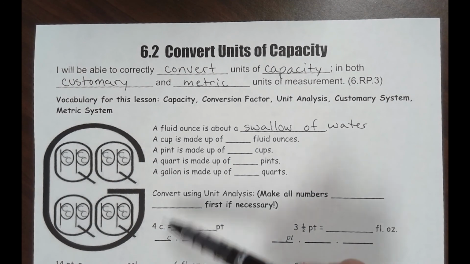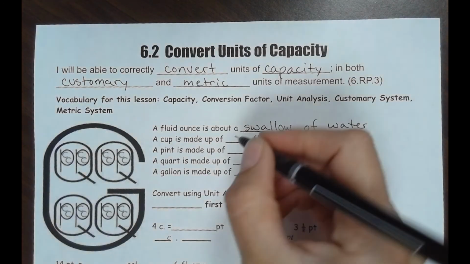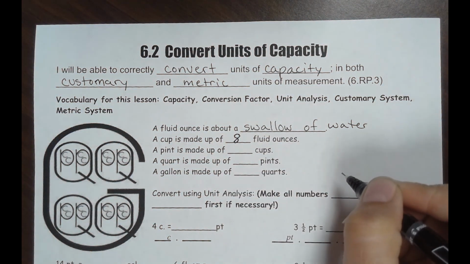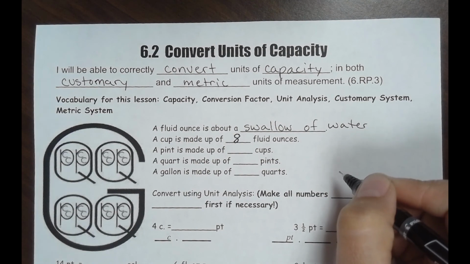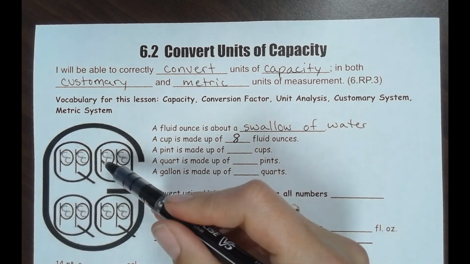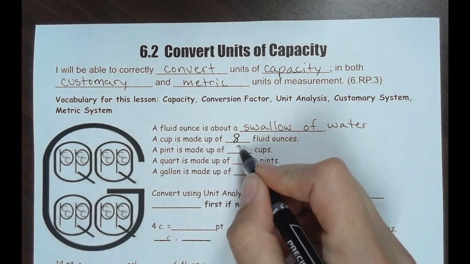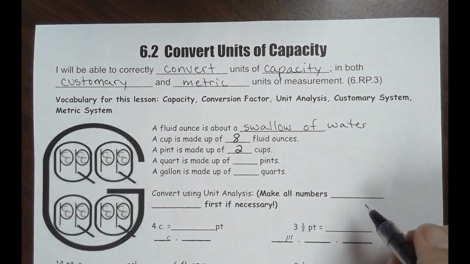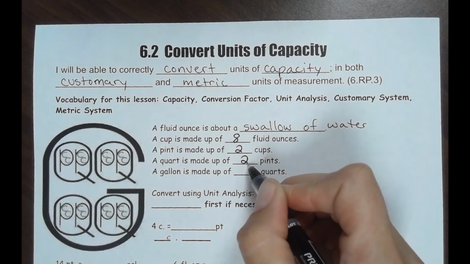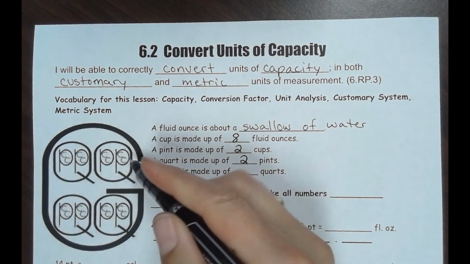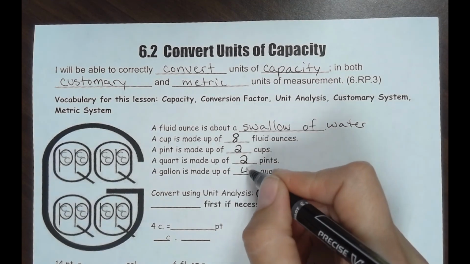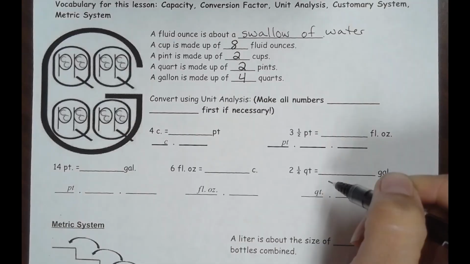I tell you that little story to help you remember that a cup is made up of 8 fluid ounces. That is not part of that story. I don't have anything to go with that for the story. But a cup is made up of 8 fluid ounces. A pint, or the prince and princess, each have 2 cats. That's because there are 2 cups in a pint. A quart is made up of 2 pints. That's why there's a prince and a princess, or 2 inside of a cube. And a gallon is made up of 4 quarts. That's why there are 4 queens in the Kingdom of Gallon.